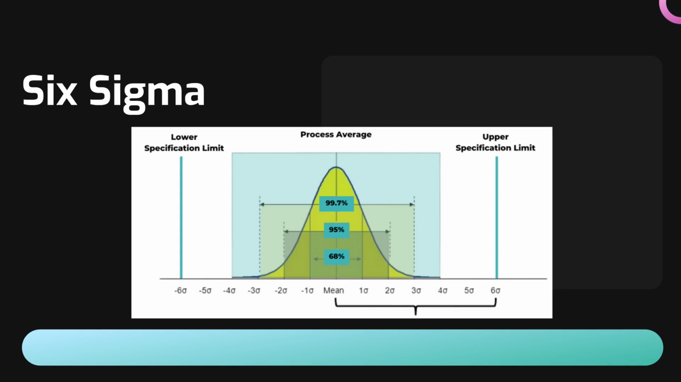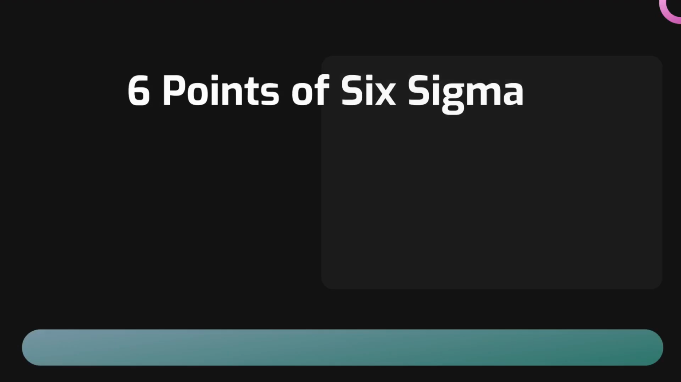But today we delve into the 6 points of Six Sigma. We will explore their application, significance, and real-world examples. The 6 points of Six Sigma are: define, measure, analyze, improve, control, and verify.